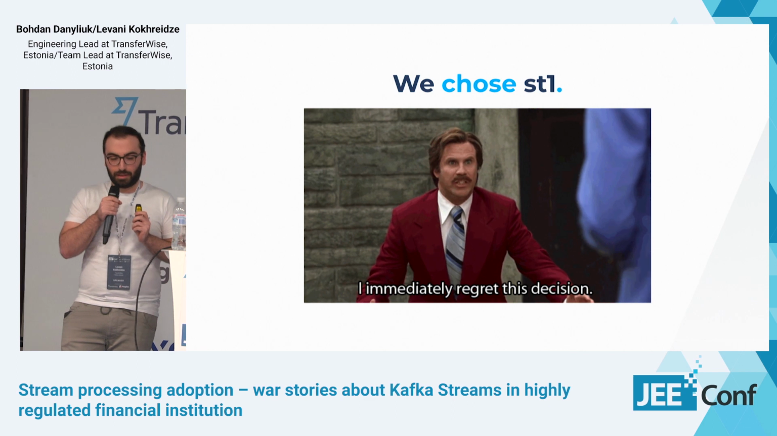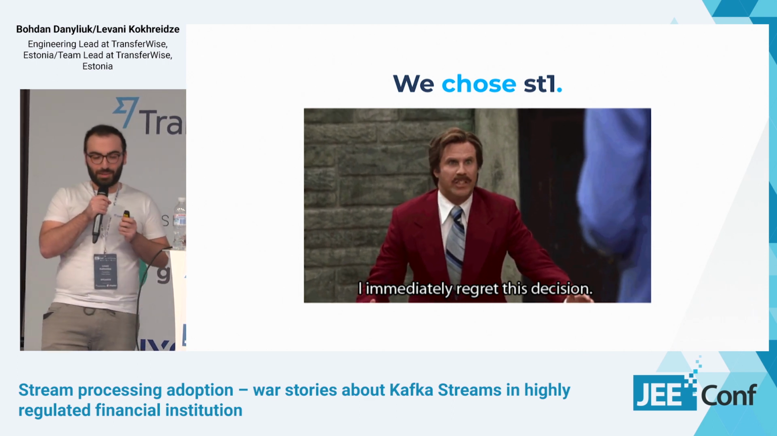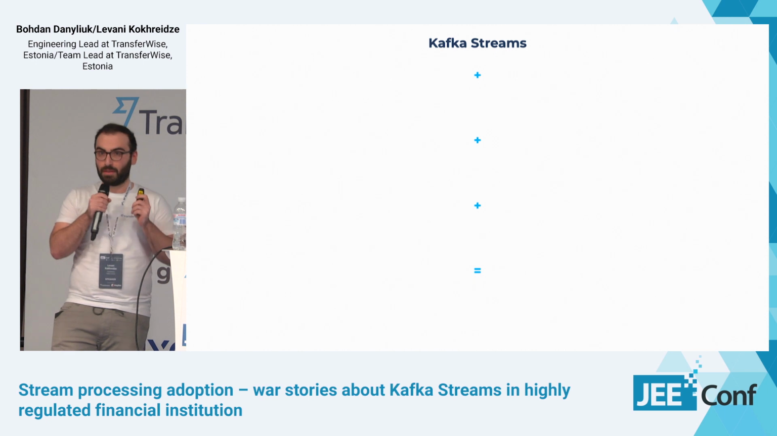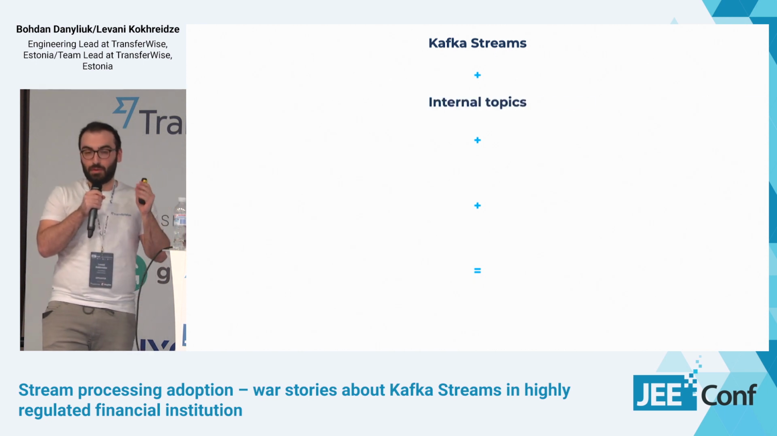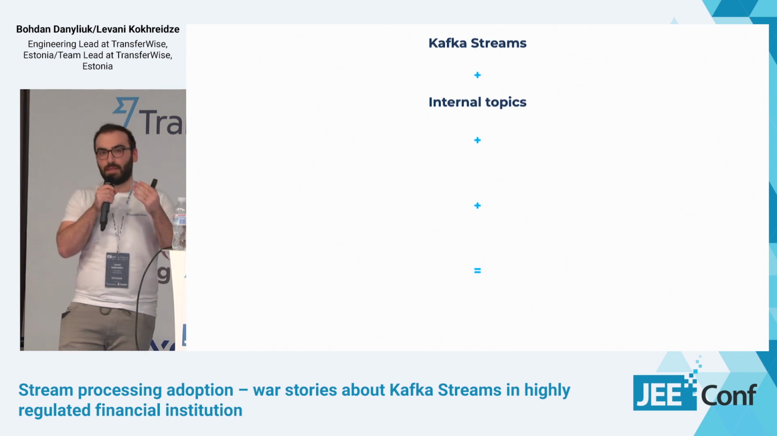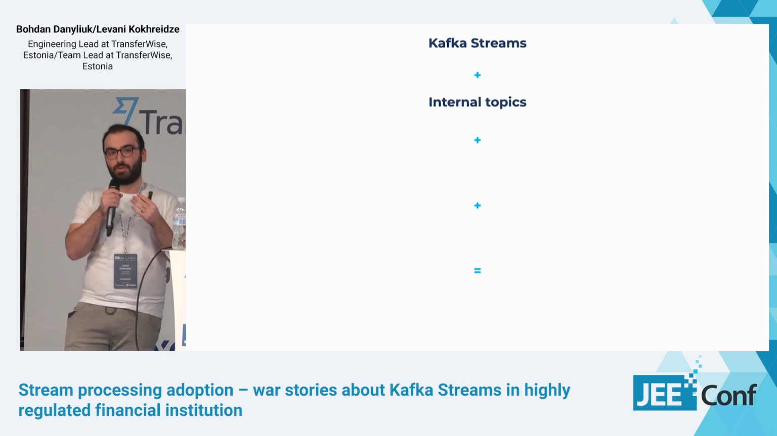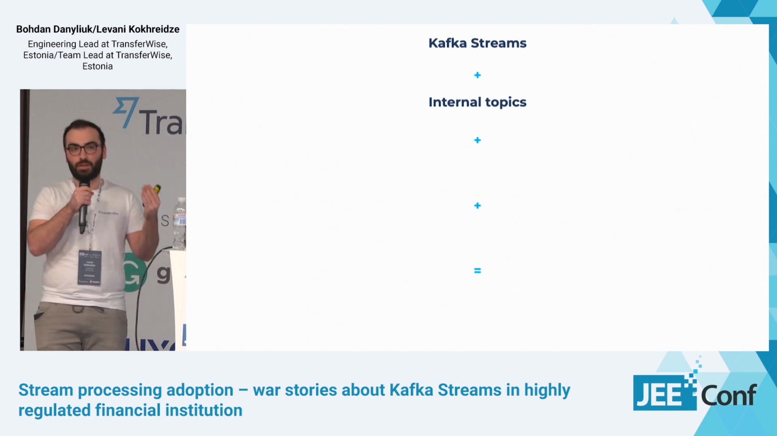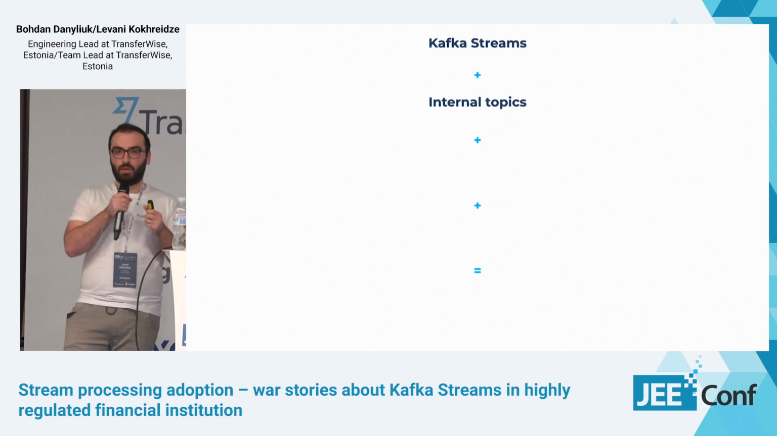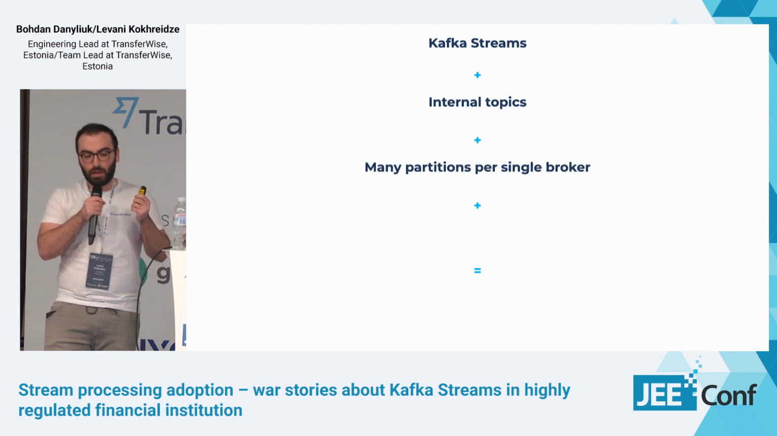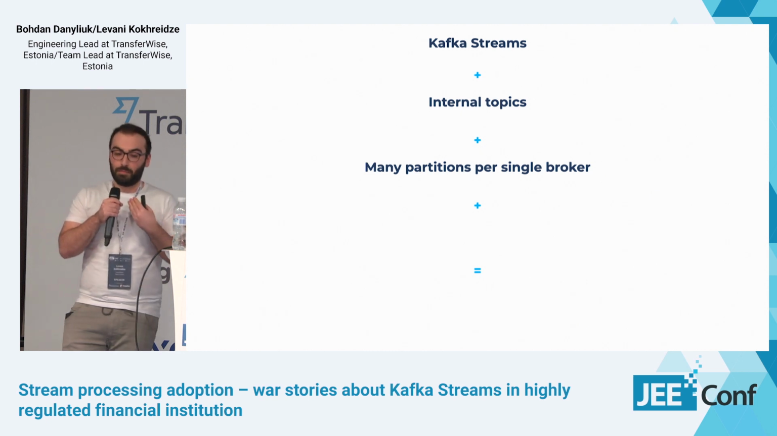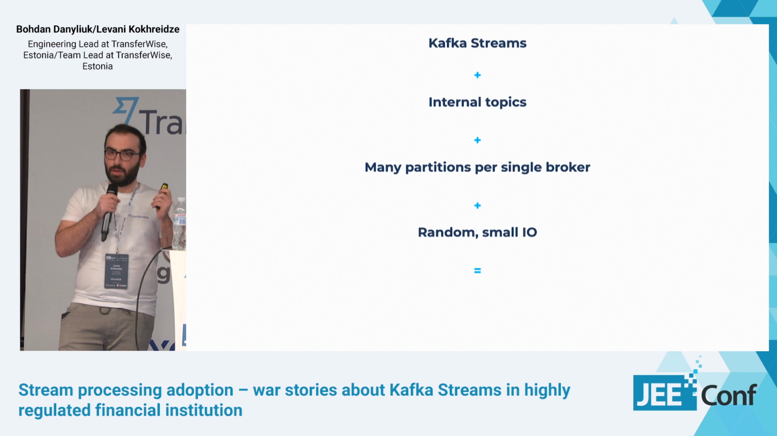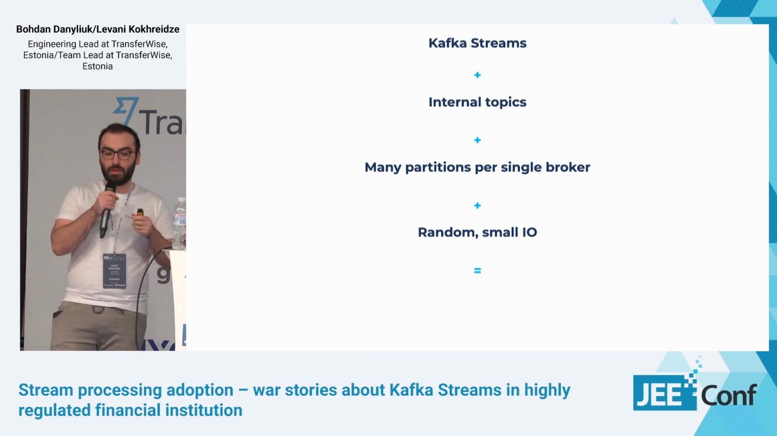After running it in production, we encountered quite interesting things. What happens when we have ST1 and Kafka Streams in place? First, we have a Kafka Streams application which creates many internal topics. Kafka Streams is a framework built on top of the native consumer and producer clients, and in order to do stateful stream processing, it creates a lot of internal topics to manipulate partitioning, repartitioning, and things like this. So many internal topics translates to many partitions on a single broker. And if you have many partitions, you essentially get random, small I/O.